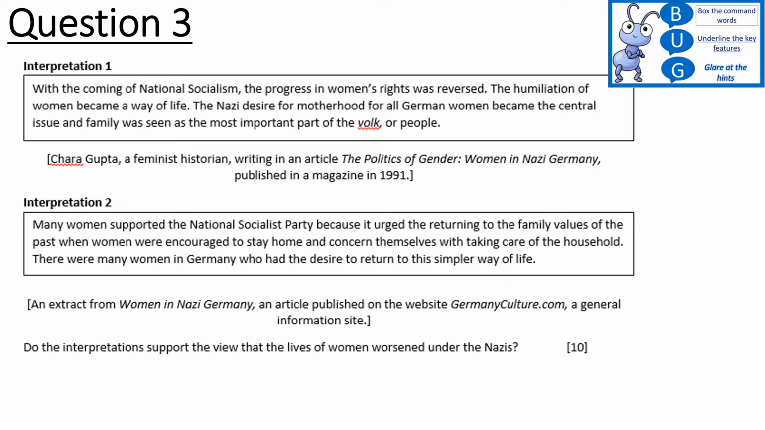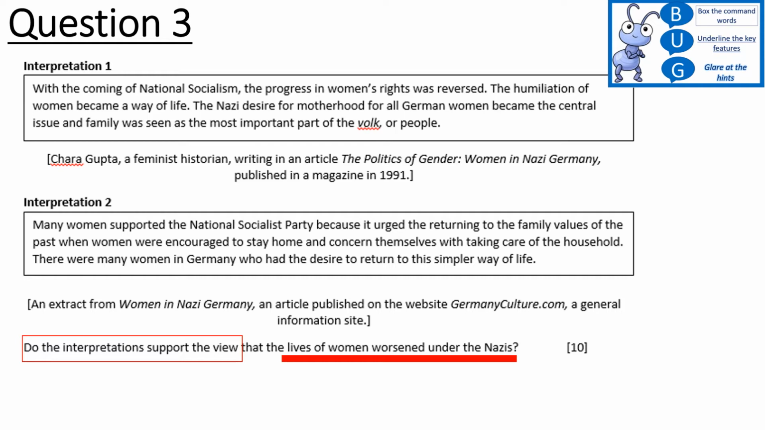We'll do a practice question all together. The first thing we're going to do is look at our bug method. We've got do the interpretations support the view that the lives of women worsened under the Nazis. I'm going to box my command words, which in this case are do the interpretations support the view. I'm going to underline my key features, which are the lives of women worsened under the Nazis. And then I'm going to glare at the hints.